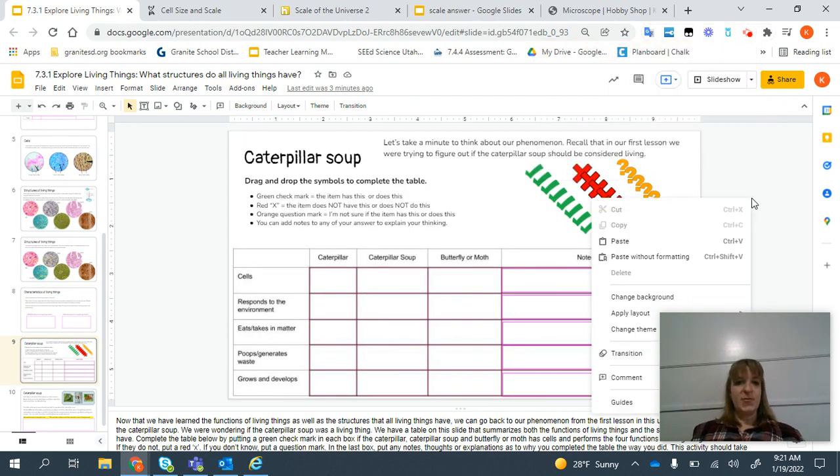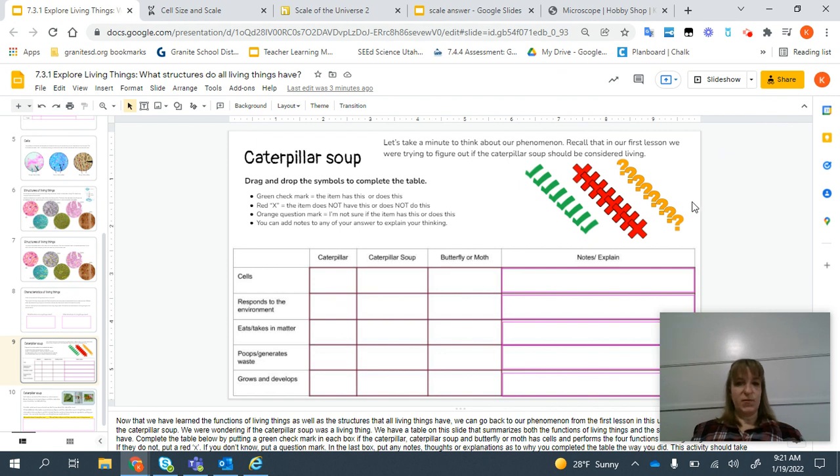Okay, now that you have summarized what you have learned about the functions of living things, and what structures all living things have in common, we are going to go back to our phenomenon from the very first lesson that we had in this unit, which was the caterpillar soup. Do you remember the caterpillar soup? Do you remember that the caterpillar soup is kind of an intermediate stage between a caterpillar and a butterfly or a moth? So we were trying to figure out if caterpillar soup is considered living or not.